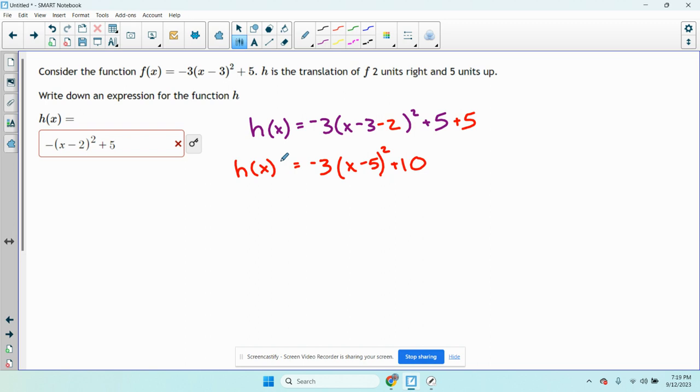And that's it. Just remember, left and right is inside the parentheses, opposite of what you think. Up and down is outside the parentheses, the way you think it should work.